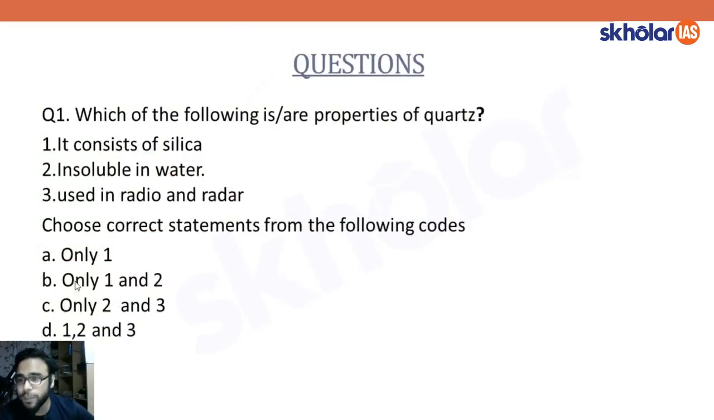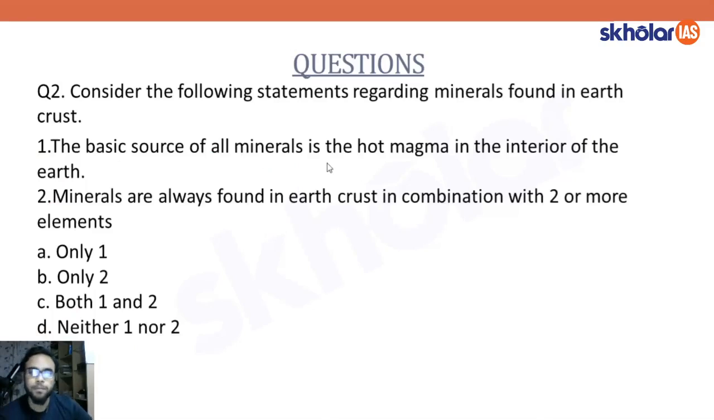So what is the first question? Which of the following are properties of quartz? It consists of silica. It is insoluble in water. It is used in radio and radar. The correct answer is what? The correct answer is D, all of the above. That means it consists of silica. It is insoluble in water because it is resistant. And it is non-porous. Then it is used in radio and radar as well. Fine.